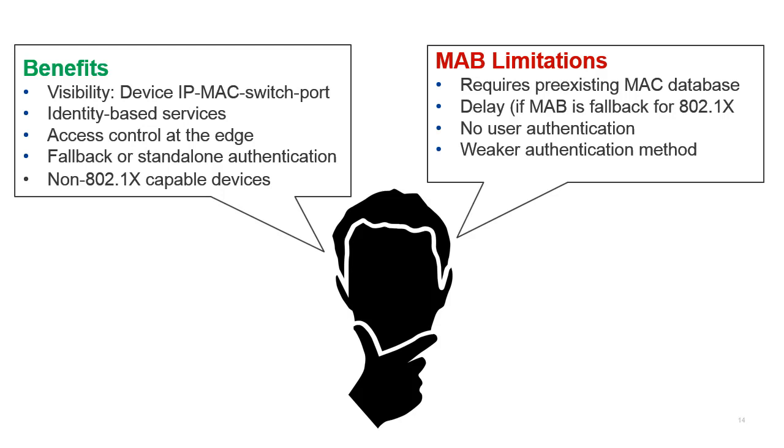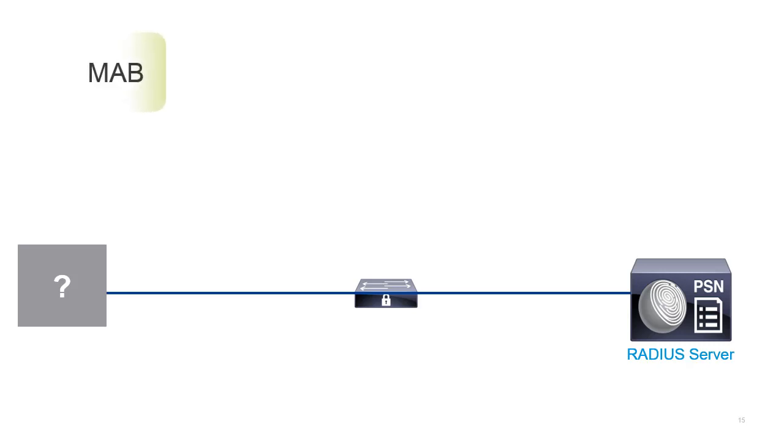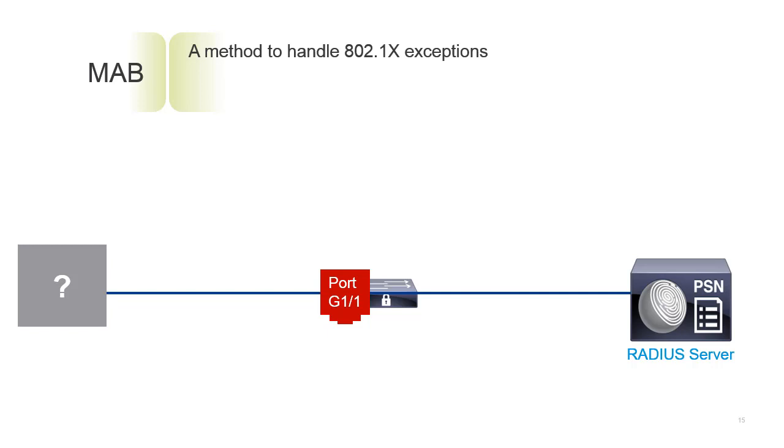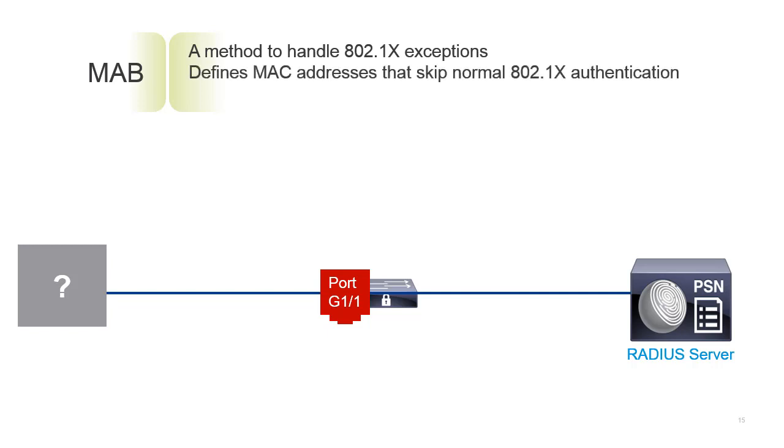Okay, so we understand the benefits and concerns. Let's take a look at how MAB operates. MAB enables port-based access control based on the learned endpoint MAC address. It provides a method to handle 802.1x exceptions. Certain MAC addresses are allowed to skip the regular 802.1x authentication process.